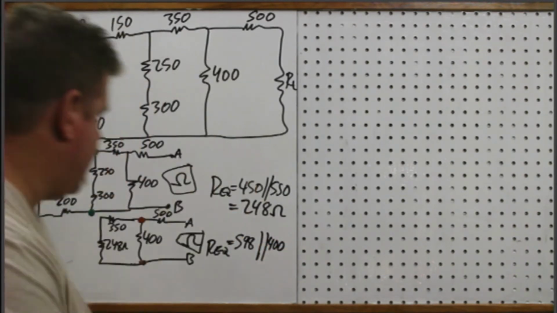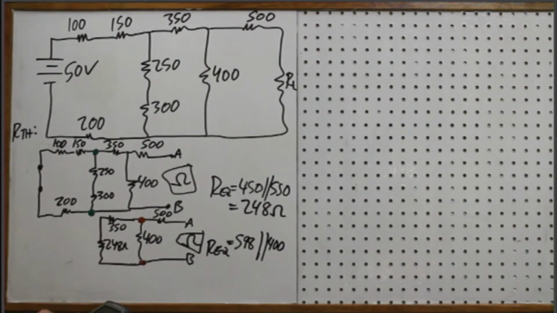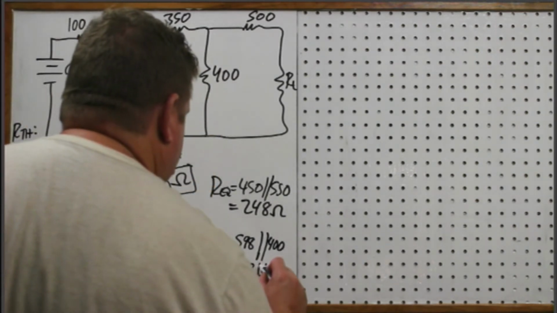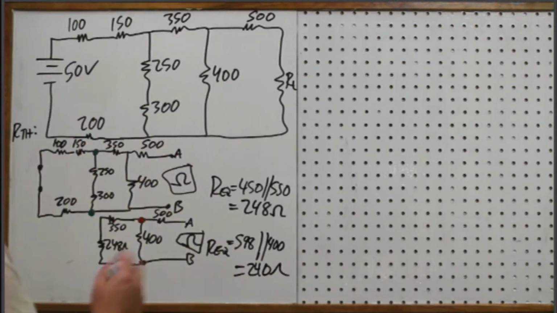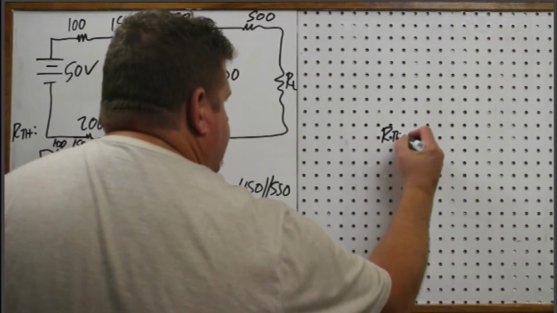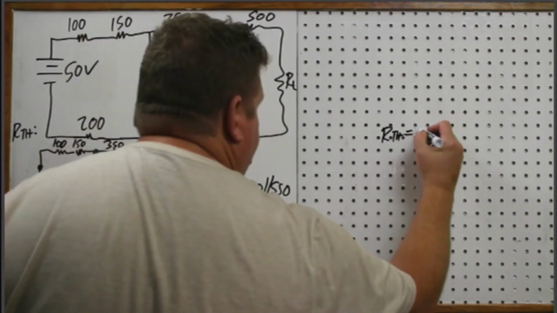So let's calculate that. 1 divided by 598 plus 1 divided by 400. Take the whole thing to the negative 1. 240. And so now if we replace that, we're down to an essentially series circuit. I know I'm running out of room over here, but so that is 240 and then 500. So my total, or my RTH, is going to be 740 ohms.